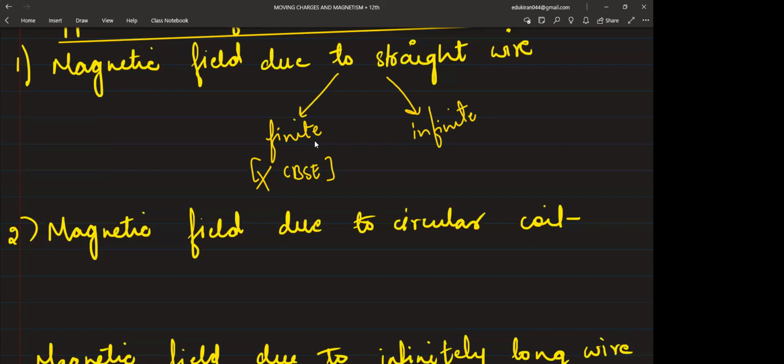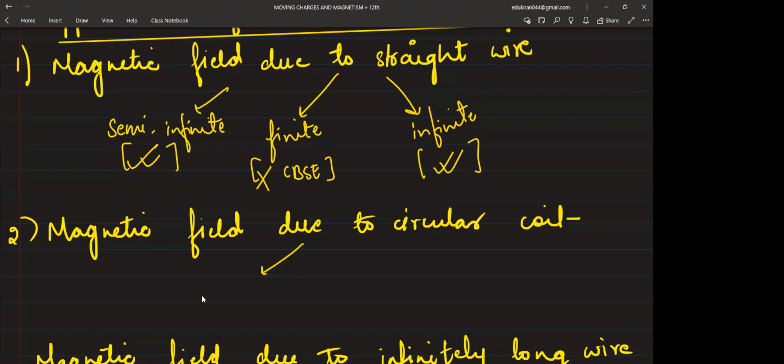All those students who are preparing for entrances, JEE NEET, they can have a look at this whenever they are preparing, but it's not going to come in your board exams. The infinite wire formula is there in the syllabus, so we'll discuss this. There is one more, which is semi-infinite. This is also there in the syllabus, and no derivation for this first topic, only the formula.